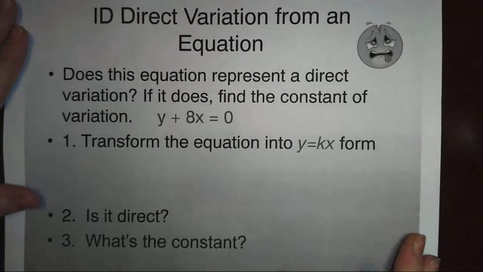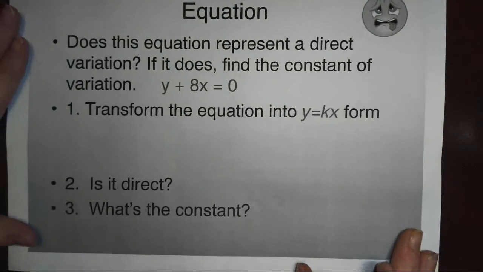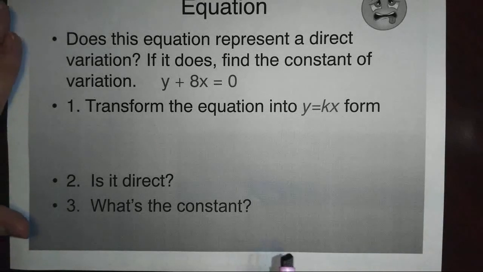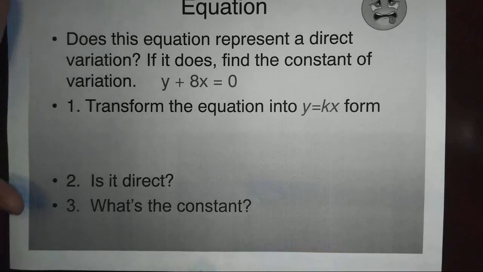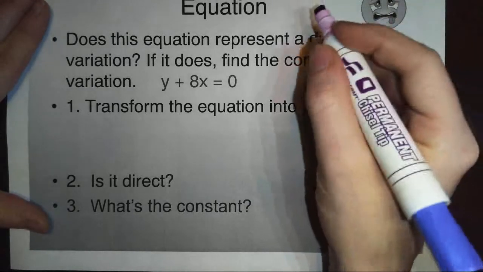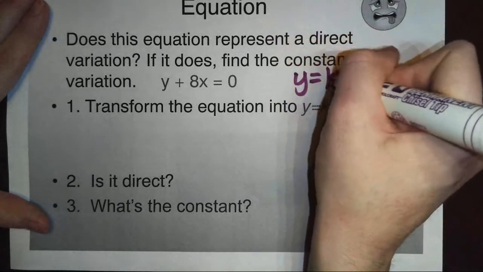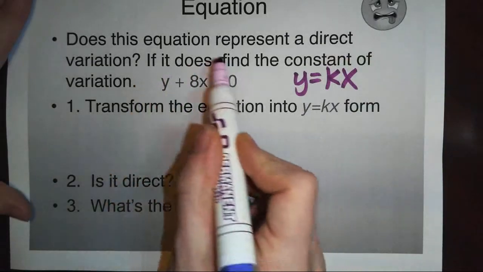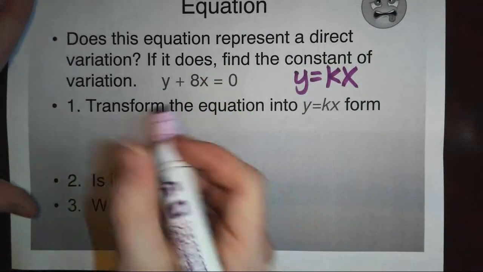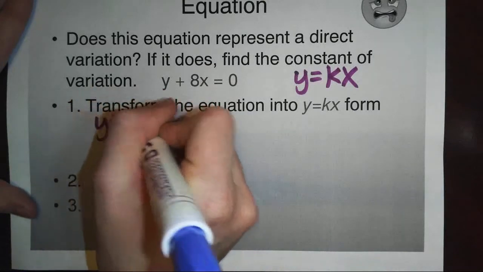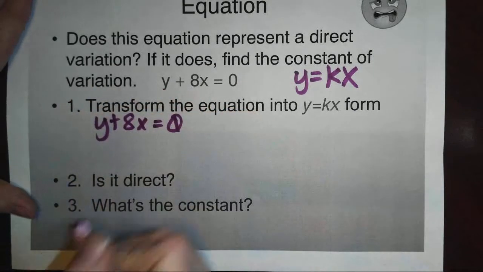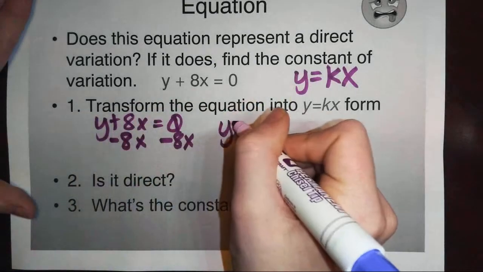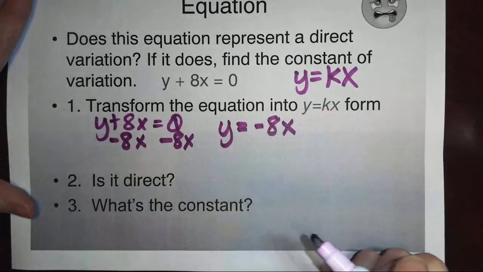Here we want to identify a direct variation from an equation. And they're asking us, does this equation represent a direct variation? And if it does, find the constant of variation. Now what they're wanting to know is, can we put this equation into the form y equals kx, or y equals some number times x? Now this equation definitely isn't in that form, because y is not by itself. So we have y plus 8x equals 0. And if we want to get y by itself, we're going to have to subtract 8x from both sides. Now that gets us y equals negative 8x.